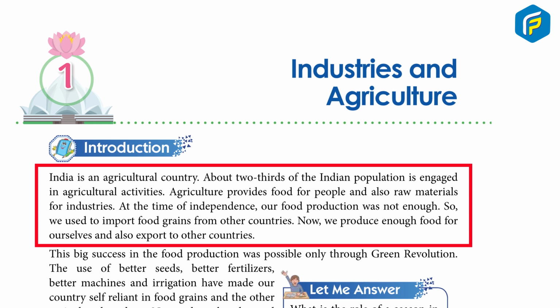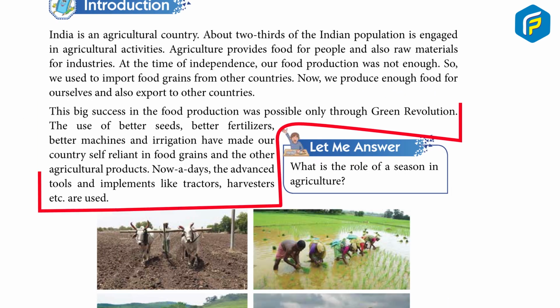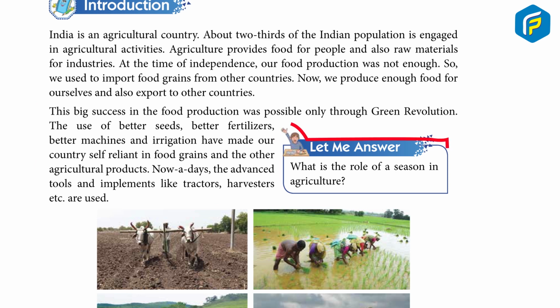At the time of independence, our food production was not enough, so we used to import food grains from other countries. Now we produce enough food for ourselves and also export to other countries. This big success in food production was possible only through the Green Revolution. The use of better seeds, better fertilizers, better machines and irrigation have made our country self-reliant in food grains and other agricultural products. Nowadays, advanced tools and implements like tractors, harvesters, etc. are used.